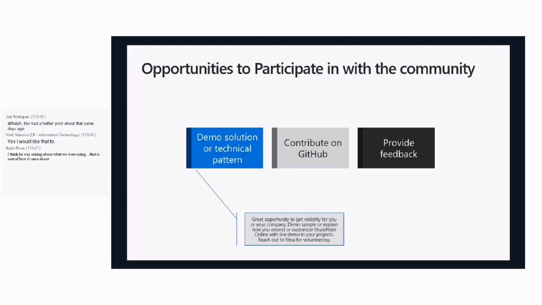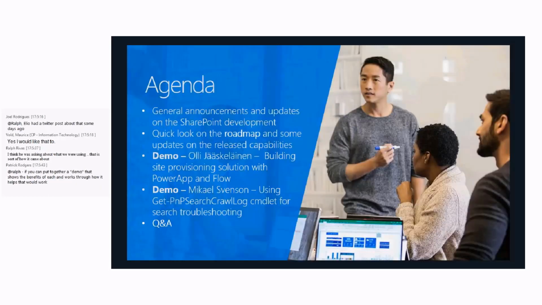Now, let's actually get moving on the actual agenda. So some general announcements and updates, some typical slides which I always show here, but some new slides as well. There's a quick look at the roadmap, nothing really dramatic at this point, just making sure that everybody is up to date on the following steps, what's actually happening. Then we'll have a demo from Olli around building a site provisioning solution with PowerApps and Flow, a relatively typical scenario where you can actually take advantage of Flow.